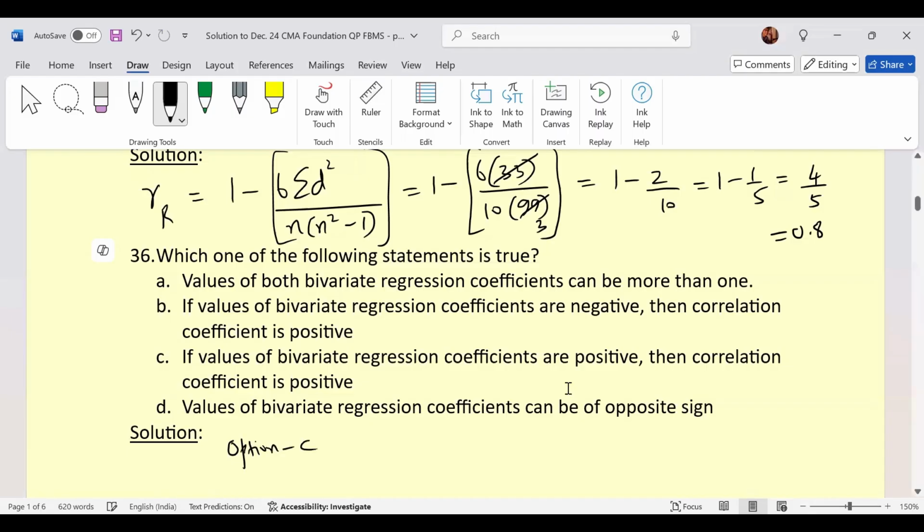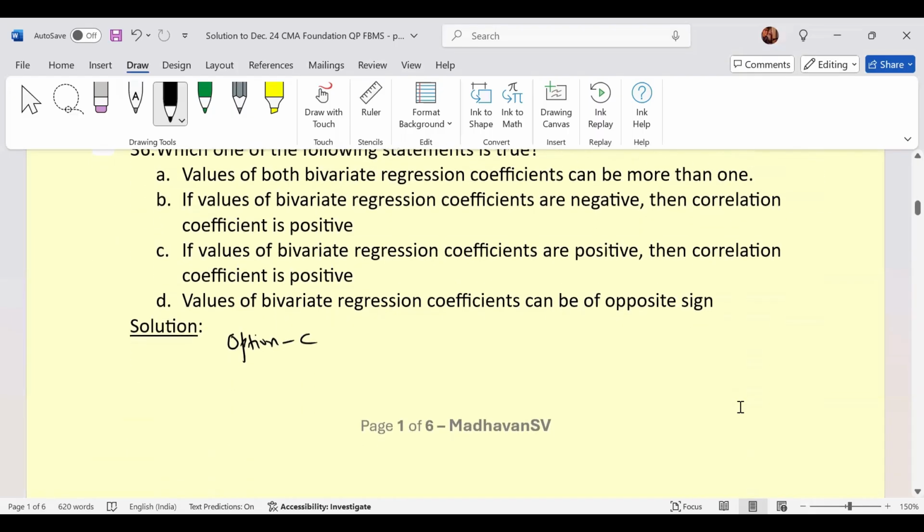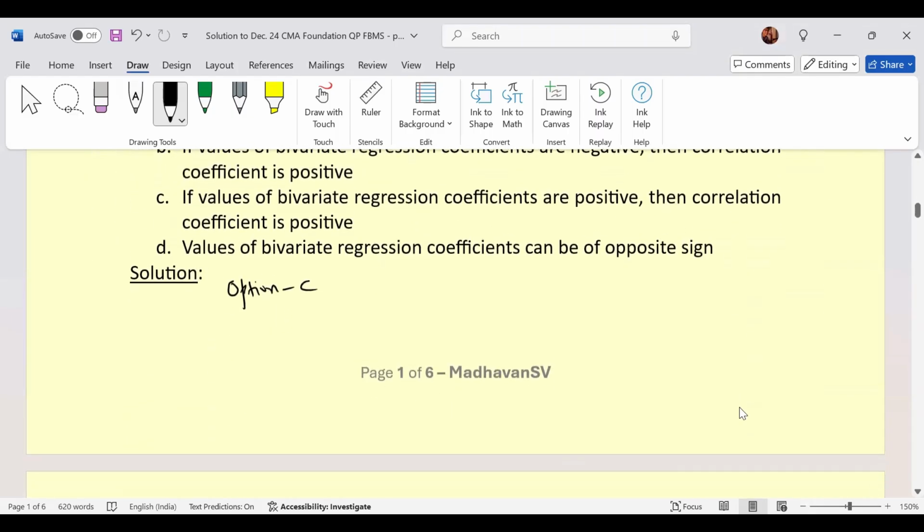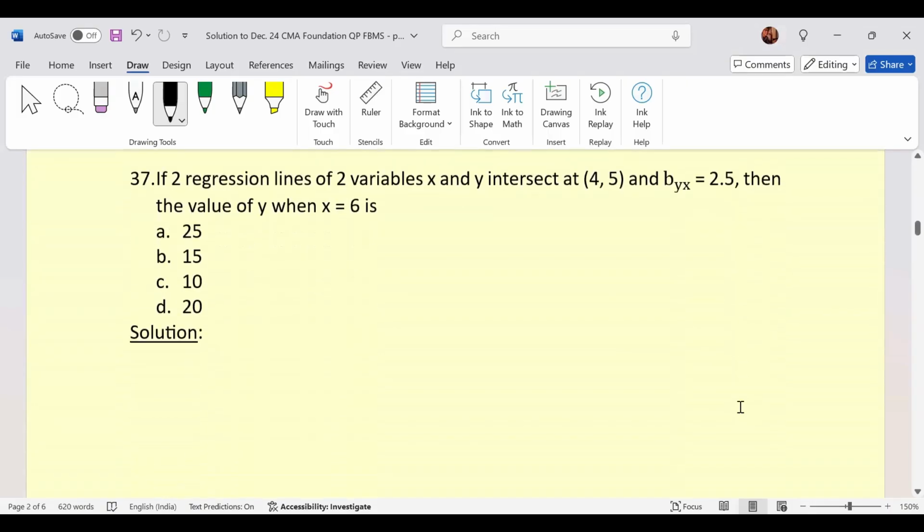Will also check option D. Values of bivariate regression coefficients can be of opposite sign. This is false, because both should be of same sign. So this is 36th question. Let us move on to the next.